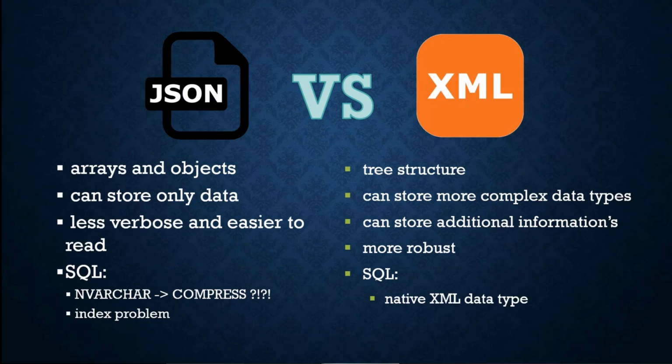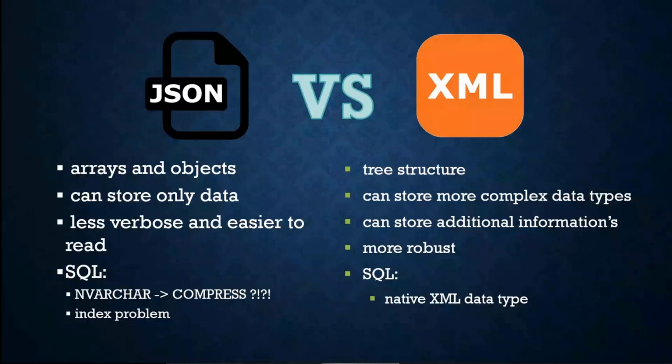Compared to XML, the JSON format is less verbose and easier to read. JSON objects usually contain less data than XML objects, and it's more adequate for network transfers. Also, the JSON format contains less text than XML, and data in JSON format are represented by arrays and objects, while XML is a tree structure. XML can store, of course, more complex data types, and it's more robust than JSON. XML can also store additional information, while JSON can store only data.